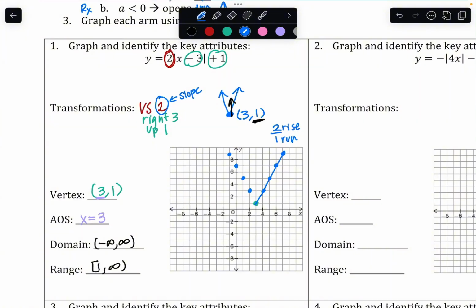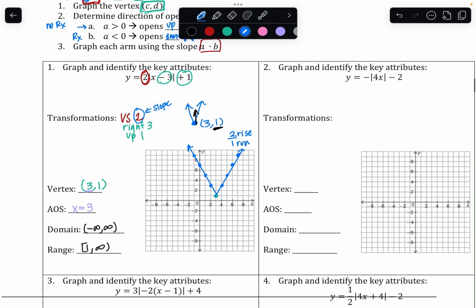Okay, and so here's our new absolute value function. It's a little bit narrower because of the vertical stretch. When you think of stretching a rubber band, the more you stretch it vertically, the narrower it looks.